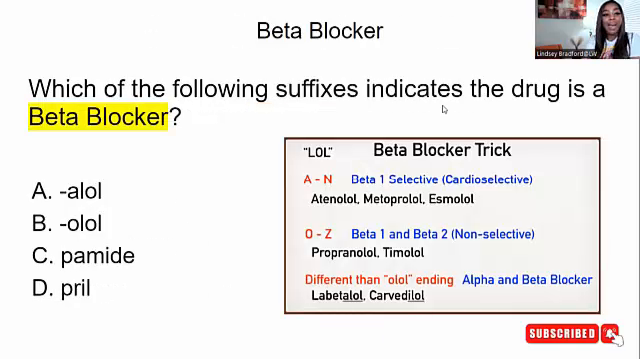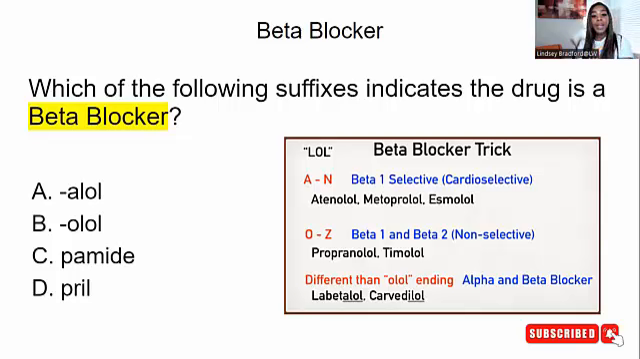All right, beta blockers. Which of the following suffixes indicates the drug is a beta blocker? Remember, when we think about these drug classifications, beta blocker is a drug class, so write that down. Beta blockers are used to treat high blood pressure. Write that down. I have said it 3 times for the people in the back.